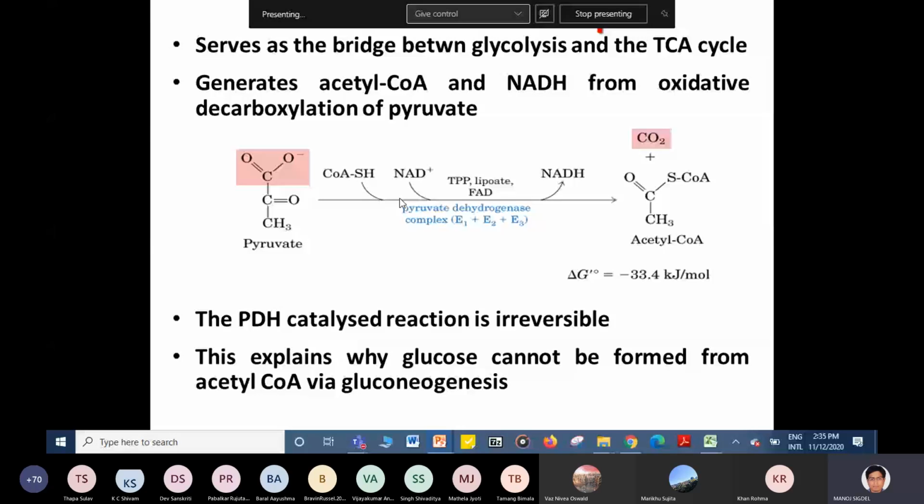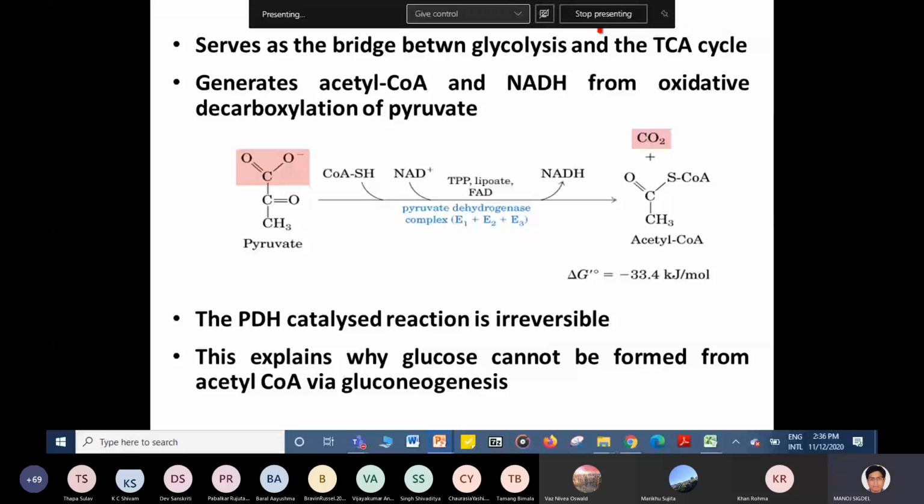Pyruvate dehydrogenase complex catalyzed reaction is irreversible. That means pyruvate will be converted to acetyl coenzyme A, but acetyl coenzyme A cannot be converted to pyruvate by the same reaction. This is irreversible, and this explains why glucose cannot be formed from the acetyl coenzyme A, or simply from the lipid. Why glucose cannot be formed from the lipids?